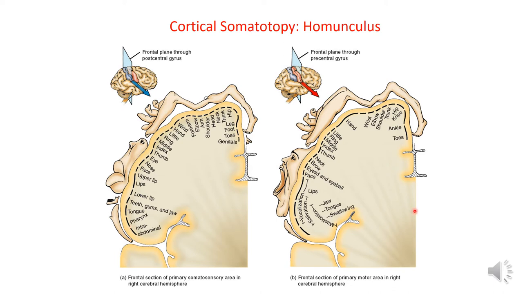The body is represented upside down: head and face are represented in the lowermost part of the primary somatic sensory area and the primary motor area, while the trunk and foot are represented in the upper part, on the medial surface of the cerebral hemisphere.